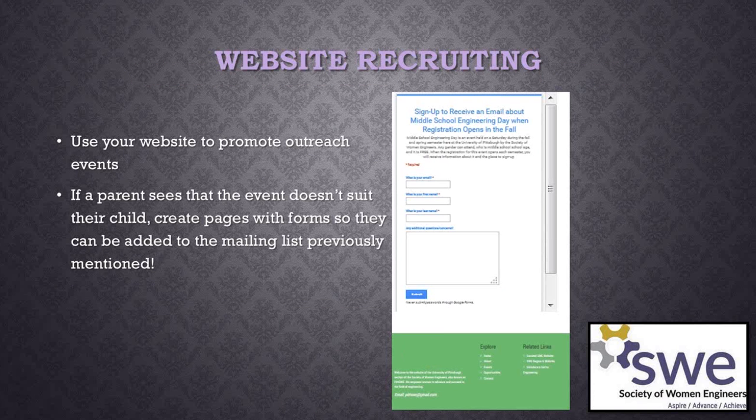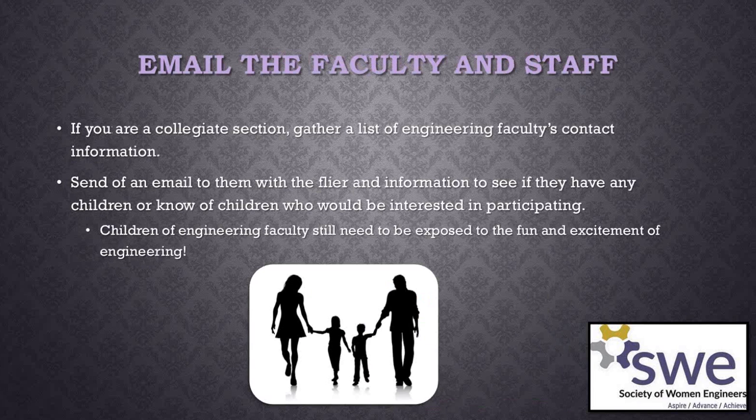Also, you can promote your outreach events on your website. Feeding off what we just talked about, if an event doesn't suit their child, you can create a Google form embedded on your website. So instead of them emailing you saying, hey, can I be on the email list, they can just sign this quick form, and then whenever you're ready to start promoting your outreach event, you just pull the Google sheet out from this form. You can also have all your signups on there, so the signups are quick and easy.